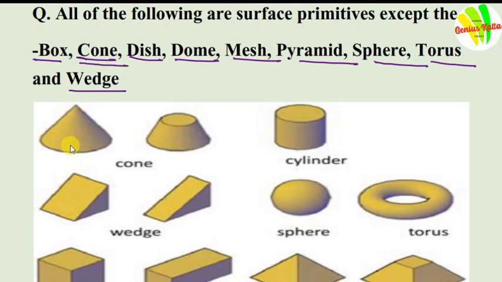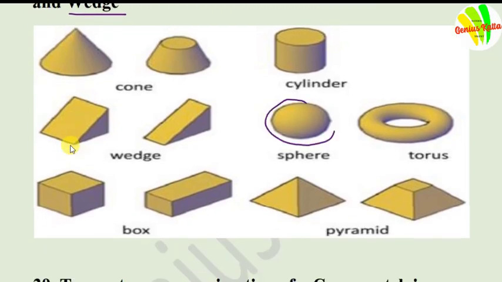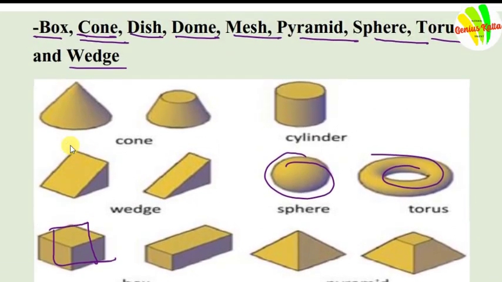Box, cone, cylinder, wedge, sphere, torus, box and pyramid. These are all primitive surfaces. Please concentrate and keep it in mind.